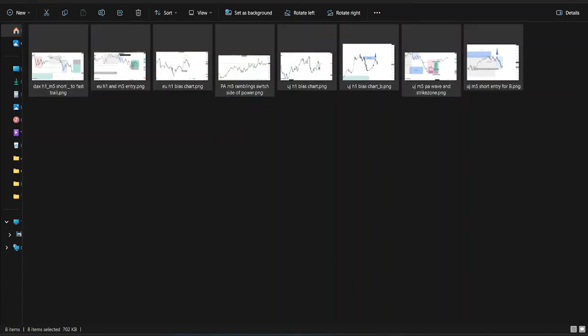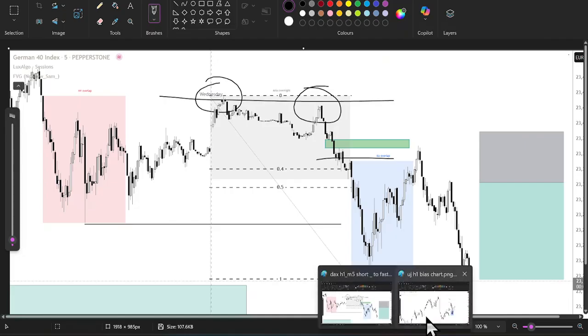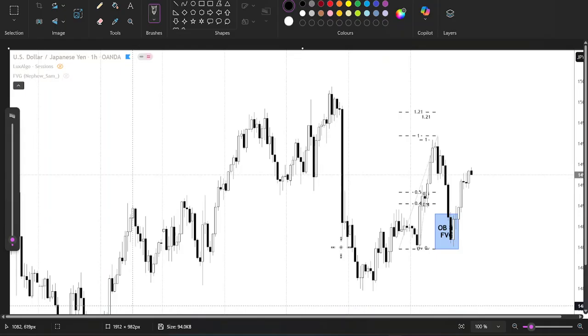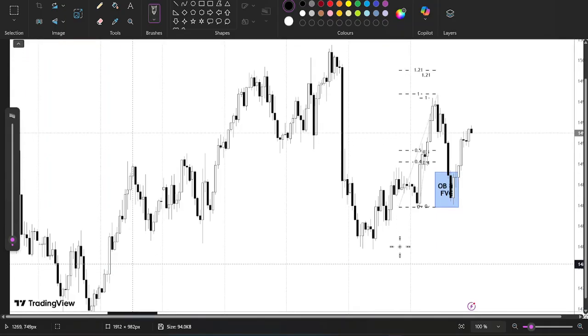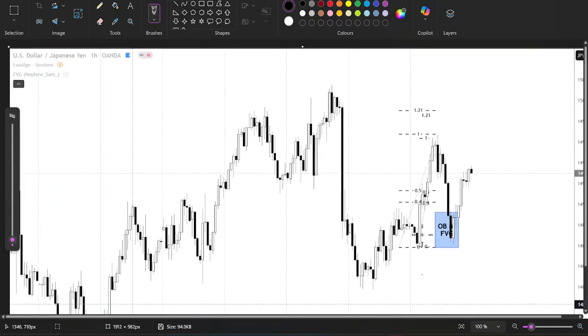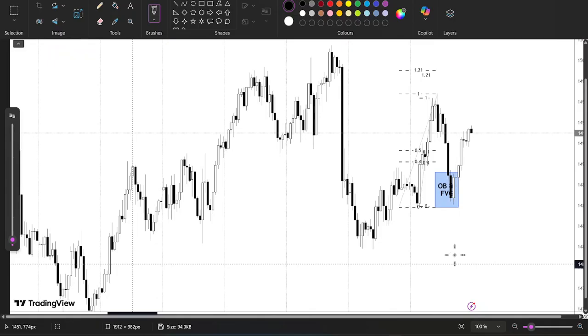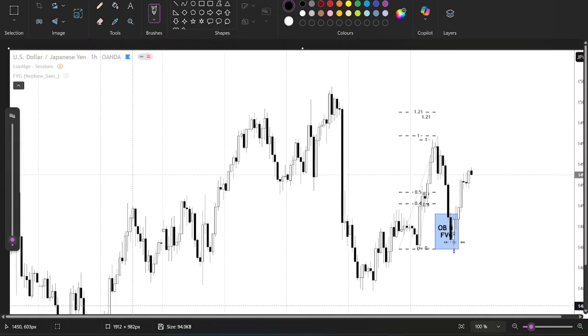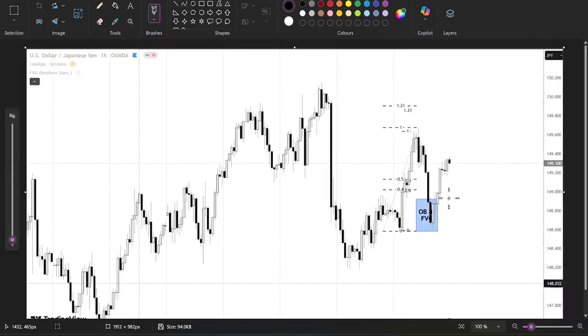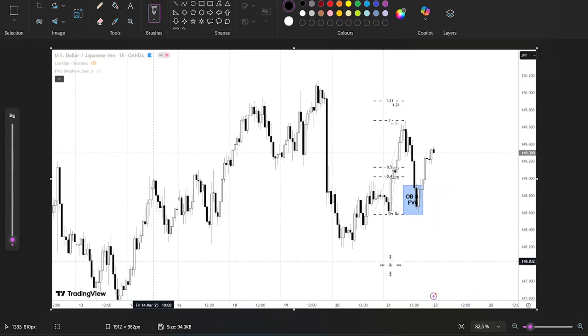Oh wait, we have more. Cool. Okay, here we have, what's this? UJ H1 bias. Okay, oh, this is another trade I did take. So we got the 1 hour, right? Very simple. We had power, let's go with blue here.